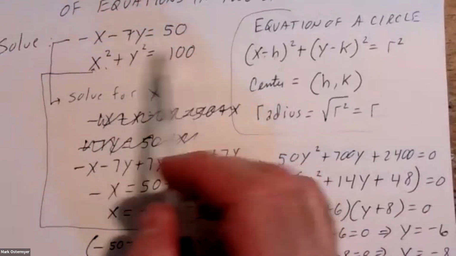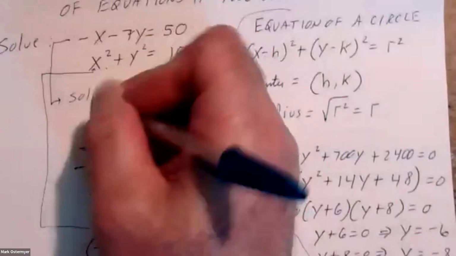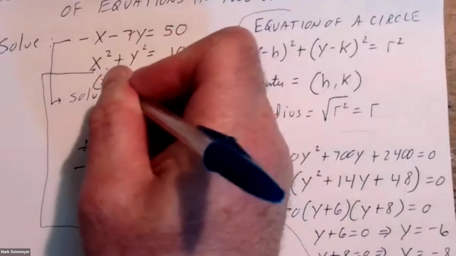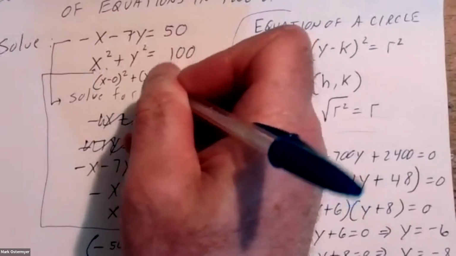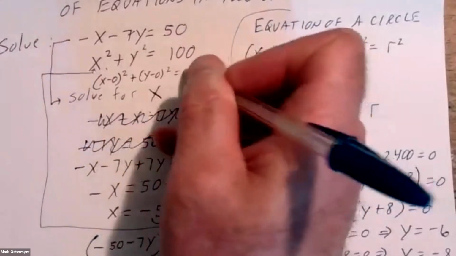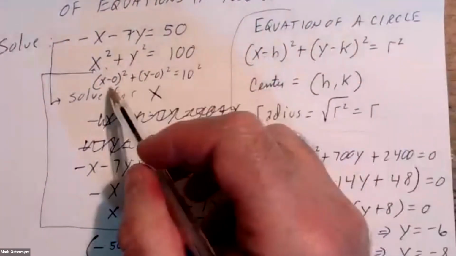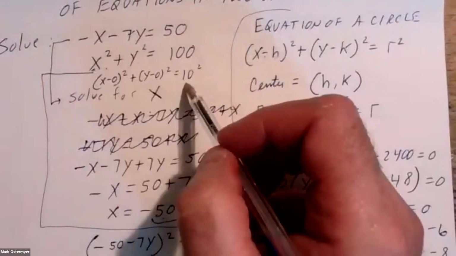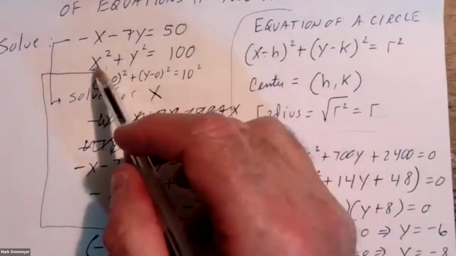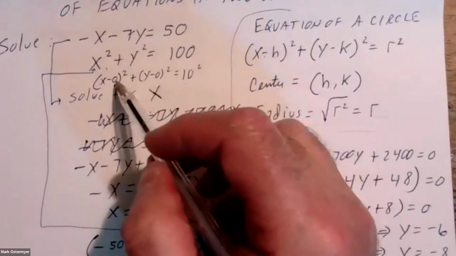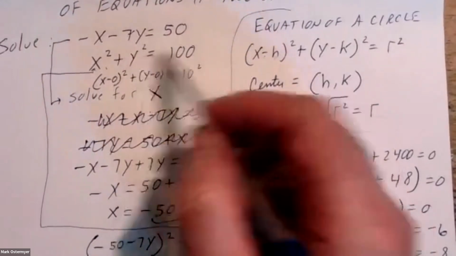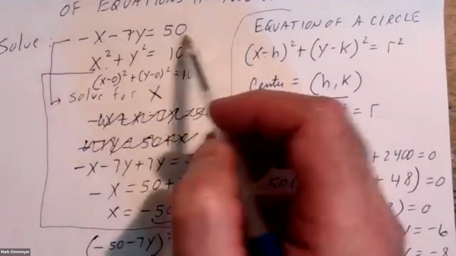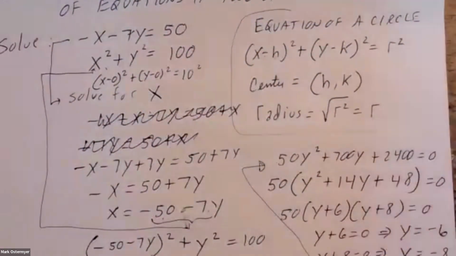This would be the equation of a circle, and this circle is going to be centered where? Well, x squared is x minus 0 squared, and y squared is y minus 0 squared, and 100 is 10 squared. So this is going to be a circle centered at the origin (0, 0) with a radius of the square root of 100, or 10. This other one is just going to be a line, a linear function.